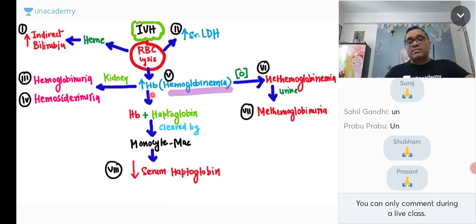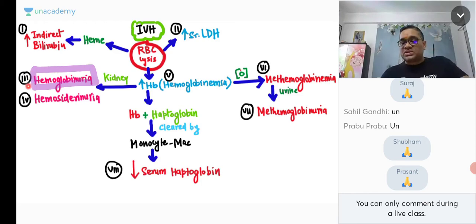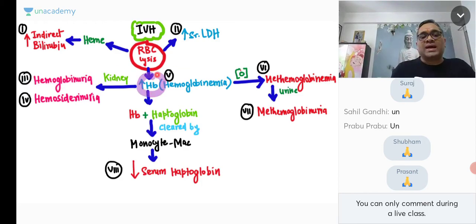Who will remove it? Kidney. The kidney will remove it. So what is it called when the kidney is removing hemoglobin? Hemoglobin removed in the urine is called hemoglobinuria, right? So toxic hemoglobin is removed through the kidney, and this is called hemoglobinuria when it is removed as it is.